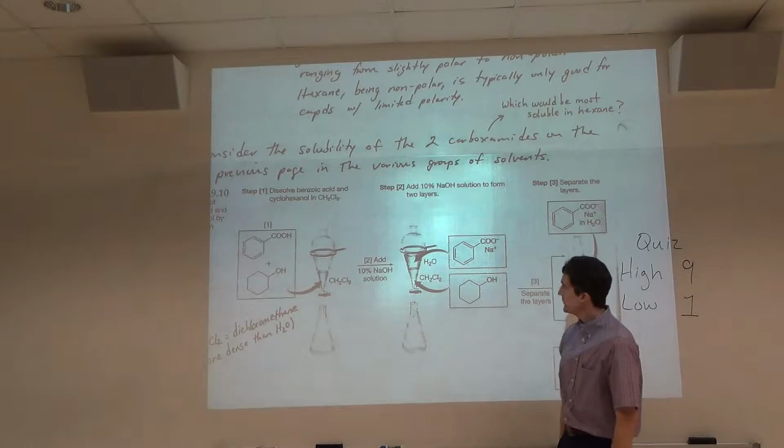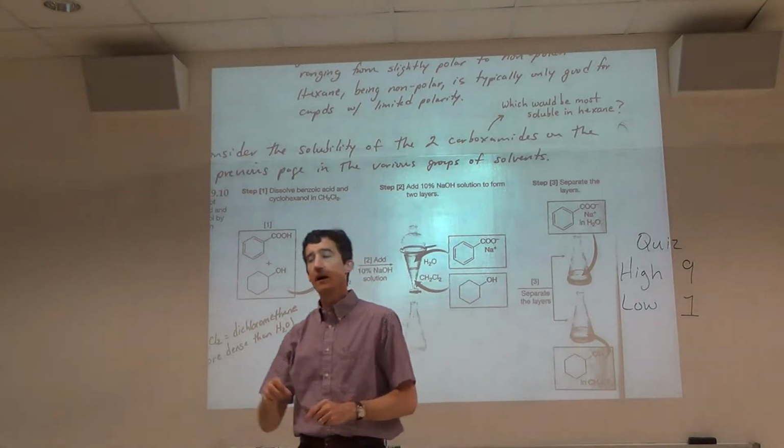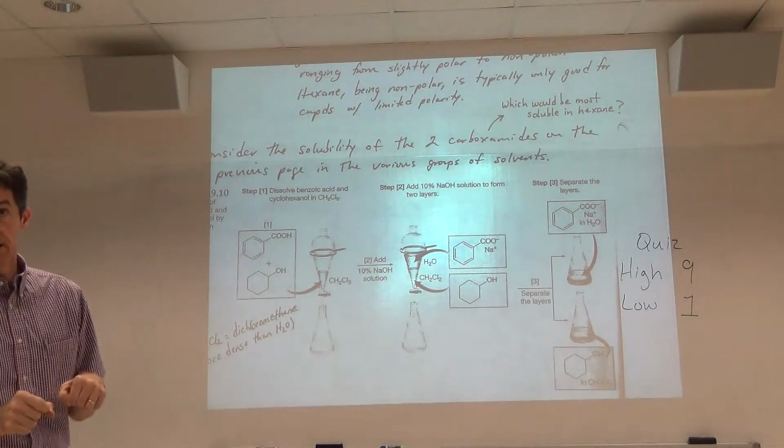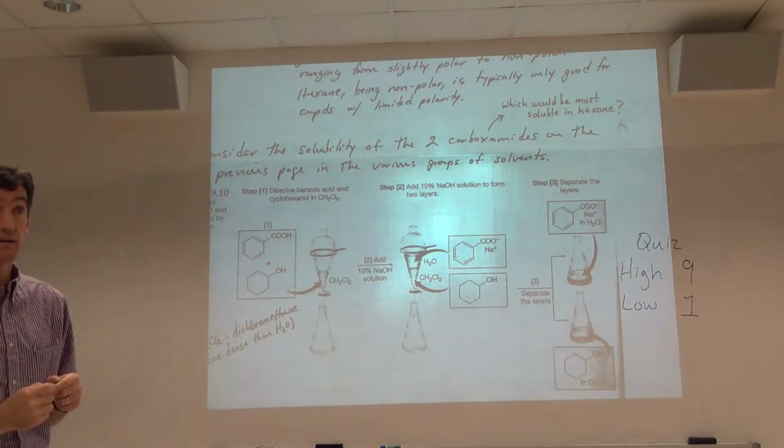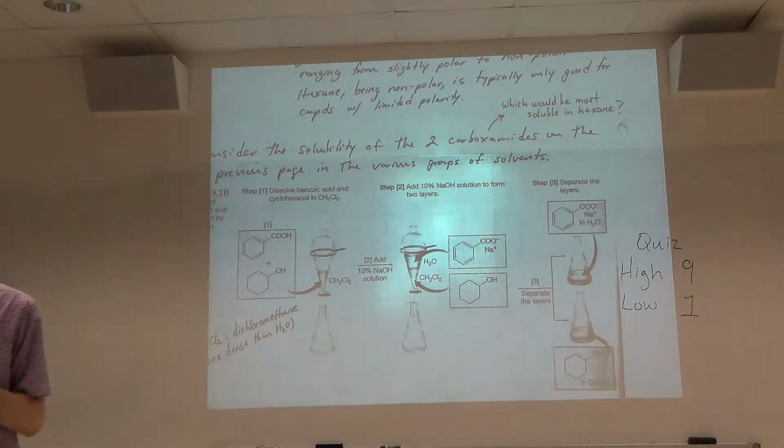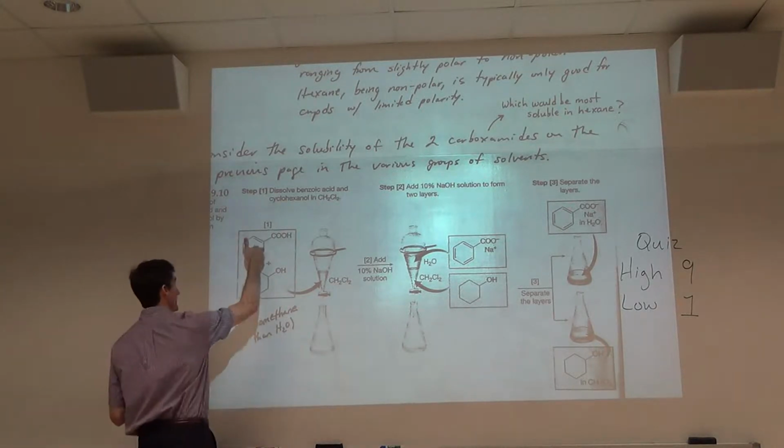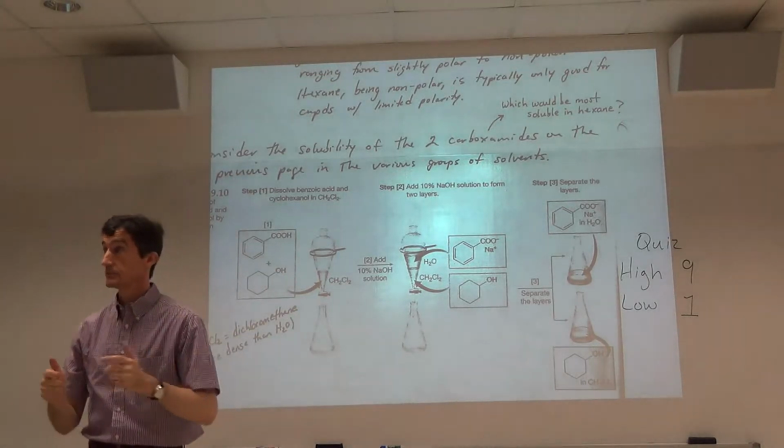Okay, so how can we get one to go into the water? Here's the take home. If you can get one to become an ion and become ionic, then it'll prefer to be in the water. How can we get one of these to become an ion? Well, typically acid-base chemistry.